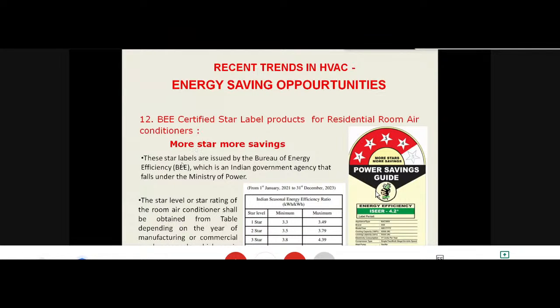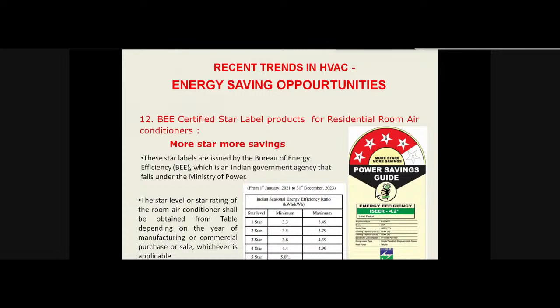The Bureau of Energy Efficiency in India publishes these standards. This is the standard for the coming years, 2021 to 2023. They published what minimum energy each star should consume. Accordingly, you can see ISEER 4.2 mentioned. So there are standards; accordingly the equipment is rated, the ratings are checked, and the labels are given.